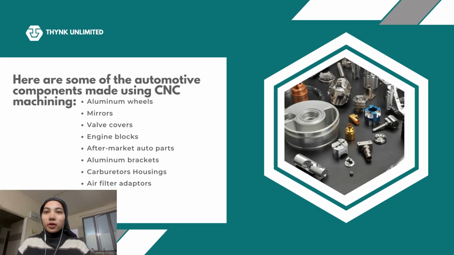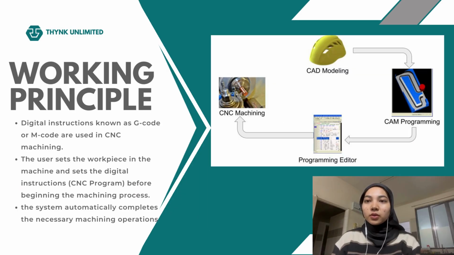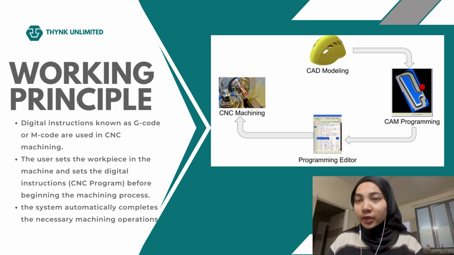Here are some of the automotive components made using CNC machining: aluminum wheels, mirrors, wave cover, engine blocks, aftermarket auto parts, aluminum brackets, carburetor housing, and air filter adapters. Next is the working principle of the CNC machine. A specialist computer is employed in the CNC system to carry out all necessary tasks according to the executive program that is stored in the computer memory.